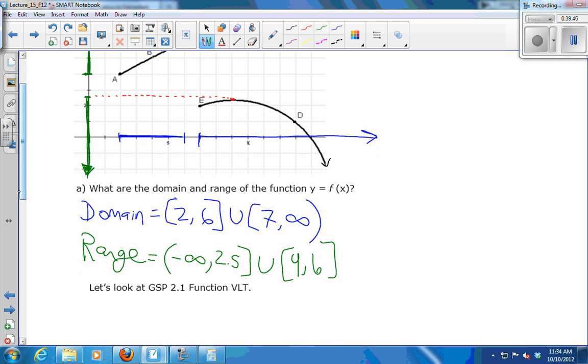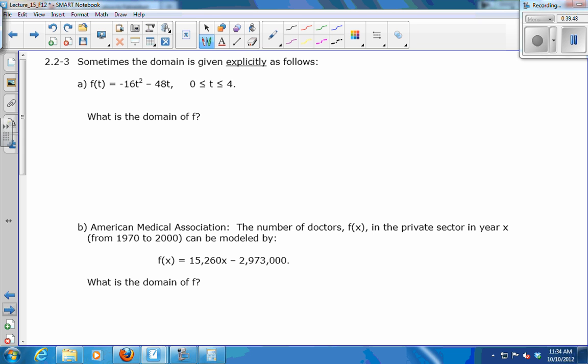Okay, so we've got the domain and range. That's good. Okay, so sometimes a domain is given explicitly, as in this example. f of t is equal to negative 16t squared minus 48t. And then it tells you t goes from 0 to 4. That's a set of input values.